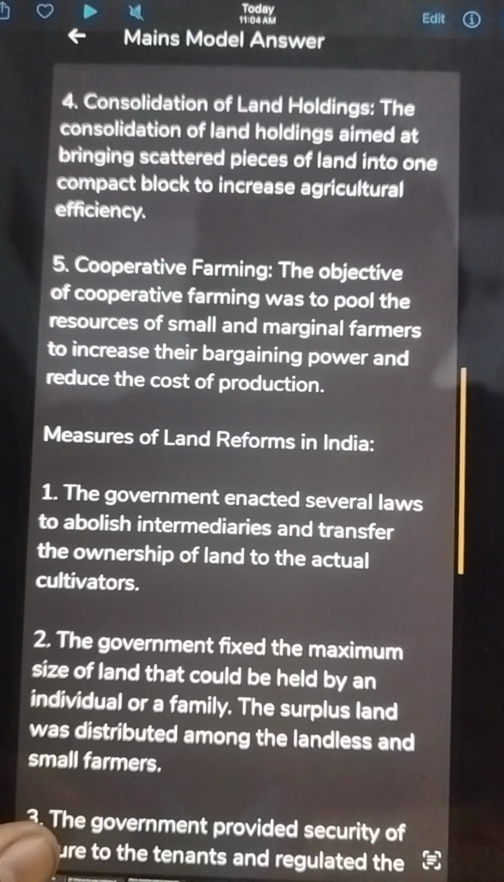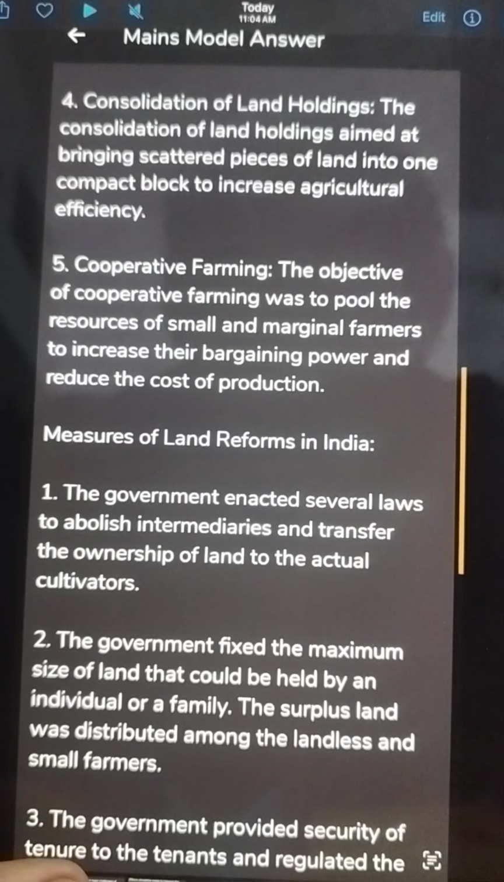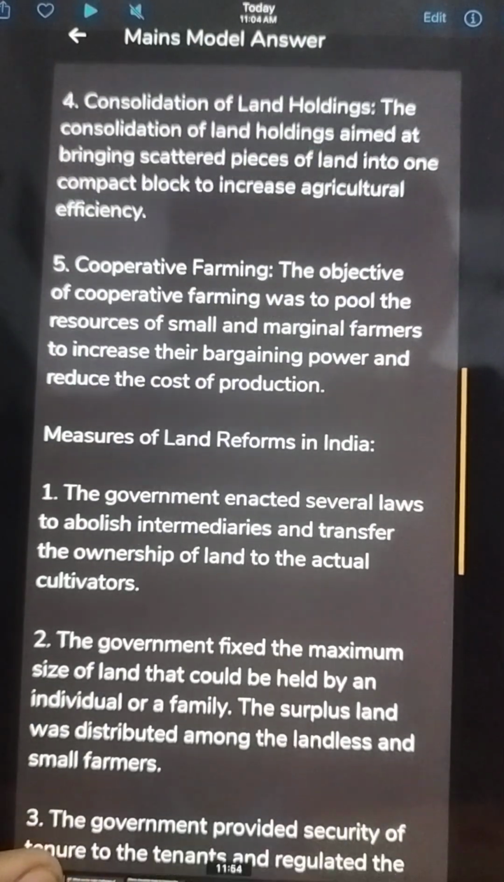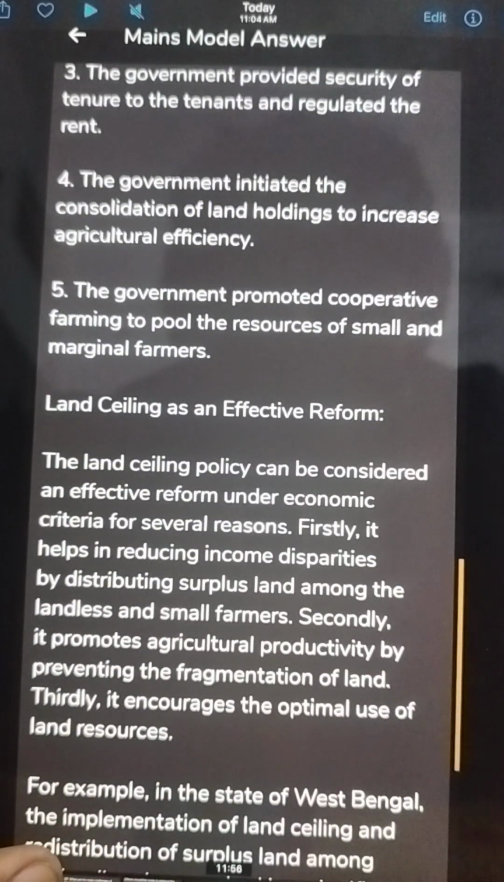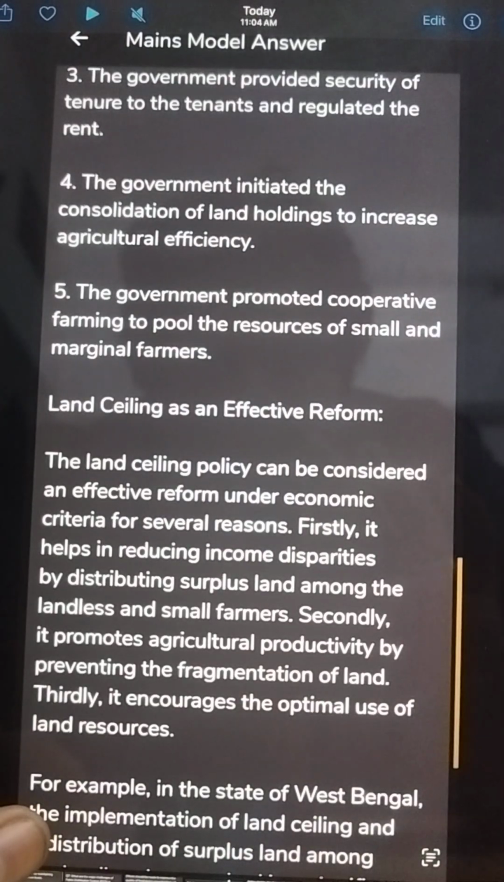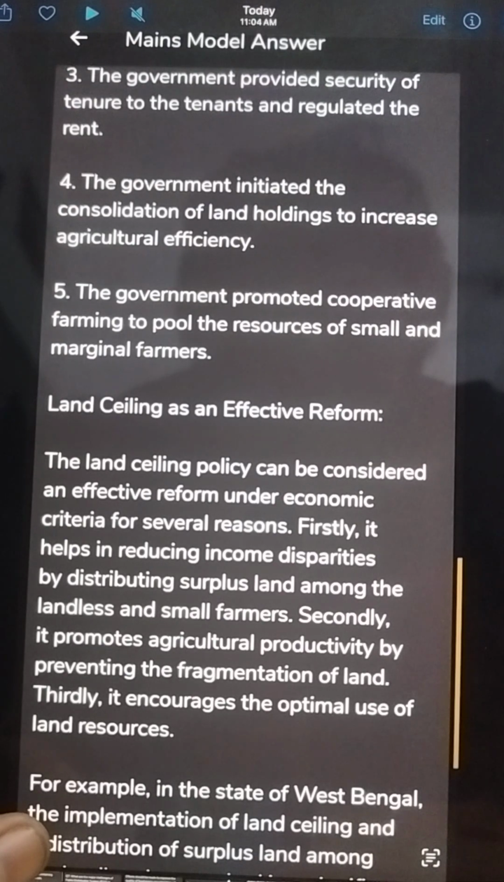First, the government enacted several laws to abolish intermediaries and transfer the ownership of land to the actual cultivators. Second, the government fixed the maximum size of land that could be held by an individual or a family. The surplus land was distributed among the landless and the small farmers. Third, the government provided security of tenure to the tenants and regulated rent. Then the government initiated consolidation of land holdings to increase agriculture efficiency. Then the government promoted cooperative farming to pool the resources of small and marginal farmers.